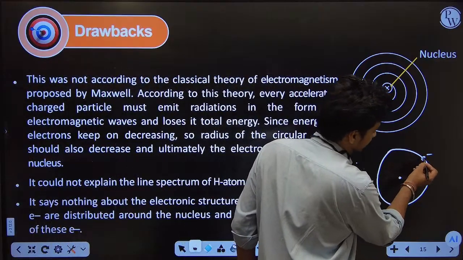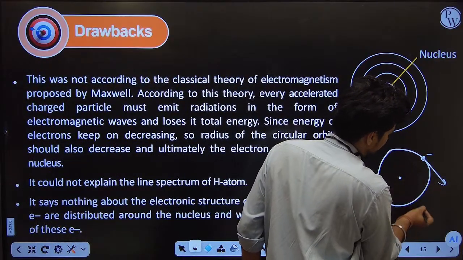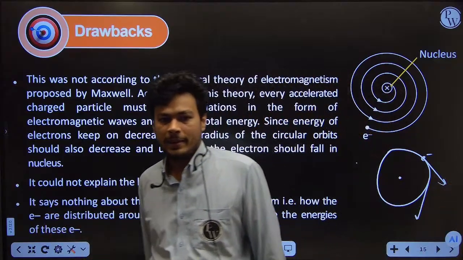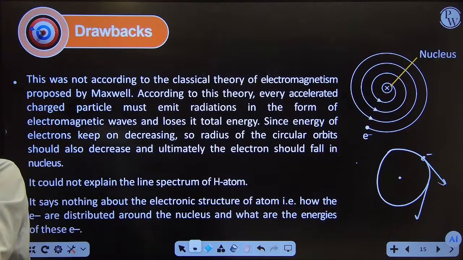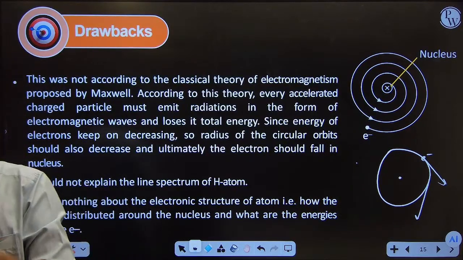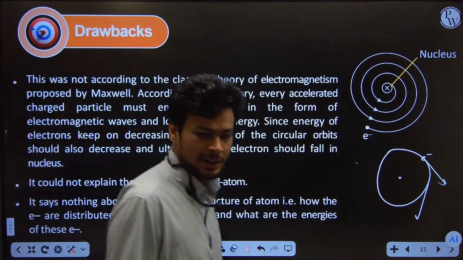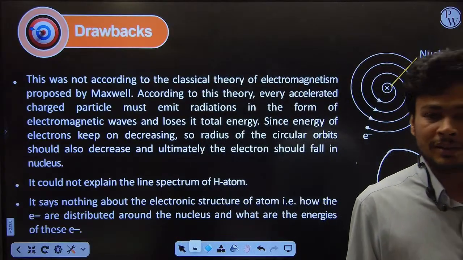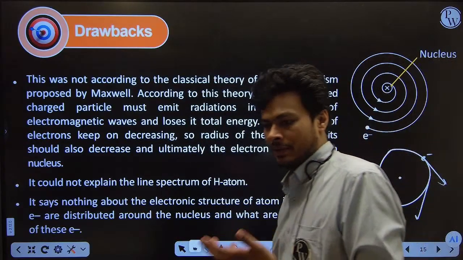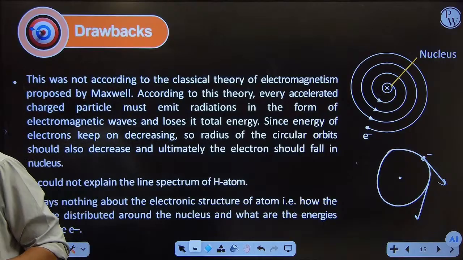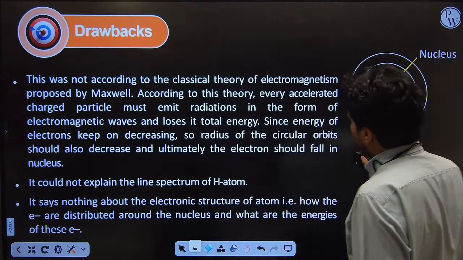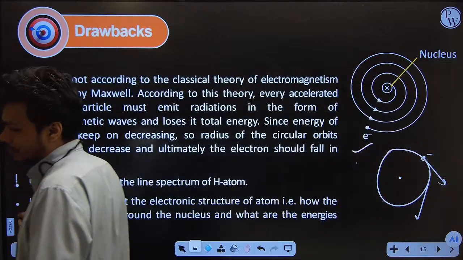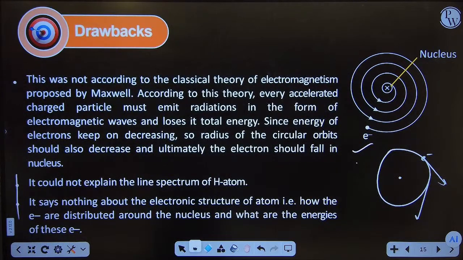Because what is the direction? It is tangential, right? In circular motion, even though the magnitude of the velocity is the same, the direction is changing at all times. If the direction is changing at all times, then velocity is not constant, it is actually changing at all times. If velocity is changing at all times, then you have an acceleration. Clear? So that is the biggest drawback, and then other drawbacks are there which we will understand later.